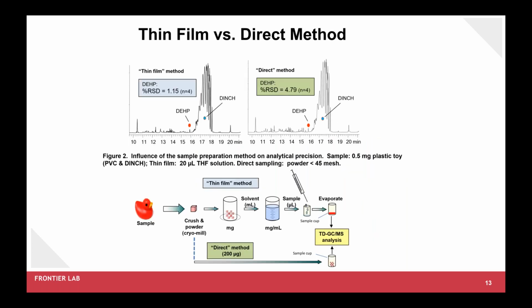The RSD percentage of DEHP in 4 runs of the thin film and direct approaches was calculated to compare the influence of the sample preparation method on the precision. The thin film method is an aliquot of a solution, as we mentioned, that is by definition homogeneous, whereas the direct method is a random sampling of particles which could lack sample-to-sample reproducibility depending on the sample type. The RSD percentage of DEHP for the thin film is about 1.1%, whereas the direct method generates a 4.7% RSD.